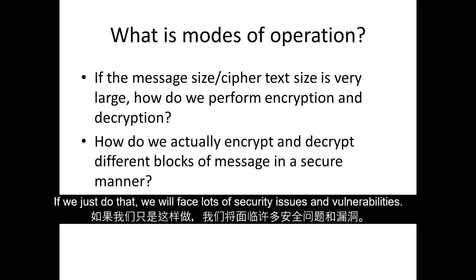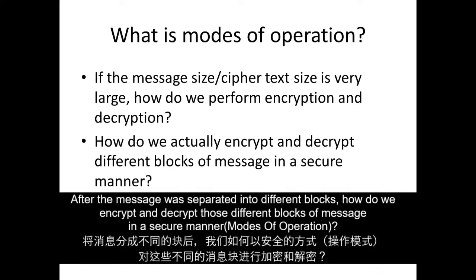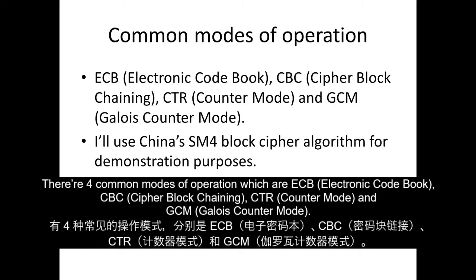If we just do that, we will face lots of security issues and vulnerabilities. After the message was separated into different blocks, how do we encrypt and decrypt those different blocks of message in a secure manner? This is also called as modes of operation. There are 4 common modes of operation, which are ECB, Electronic Code Book, CBC, Cipher Block Chaining, CTR, Counter Mode, and GCM, Galois Counter Mode.